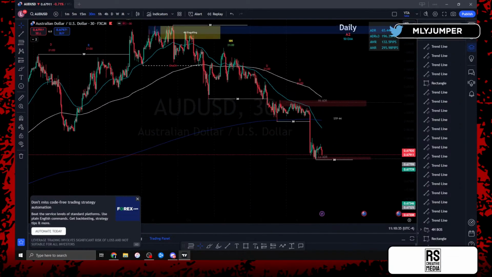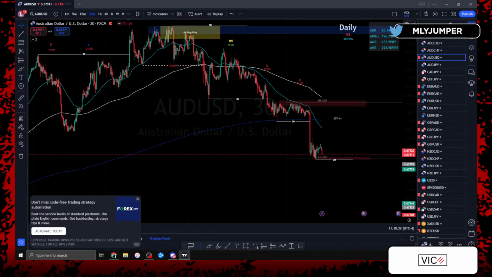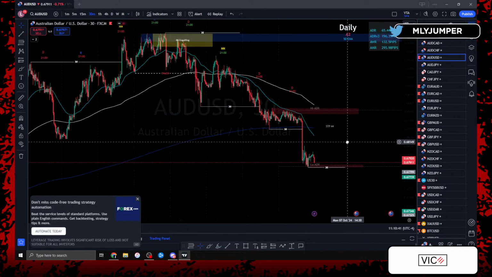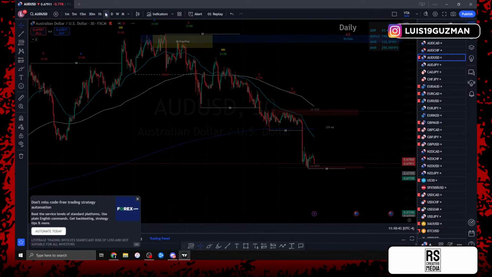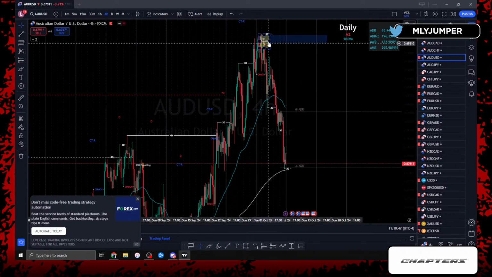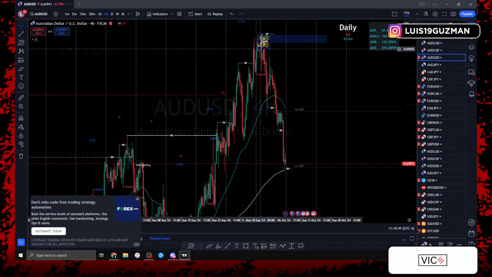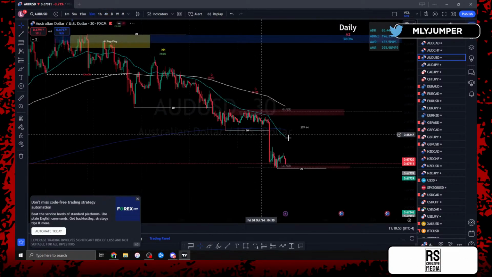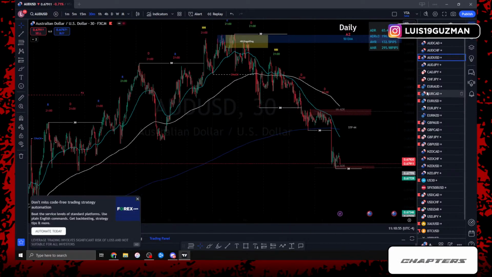Again, we already had that change of character. We had the break of structure. We broke below the 800 EMA. Could look for continuation. So AU is looking good for this week. We also had a 4 hour engulfing. Did we get that retest? We did, at the top of the zone. So that was another confirmation that price was going to continue. So AU is definitely looking good.